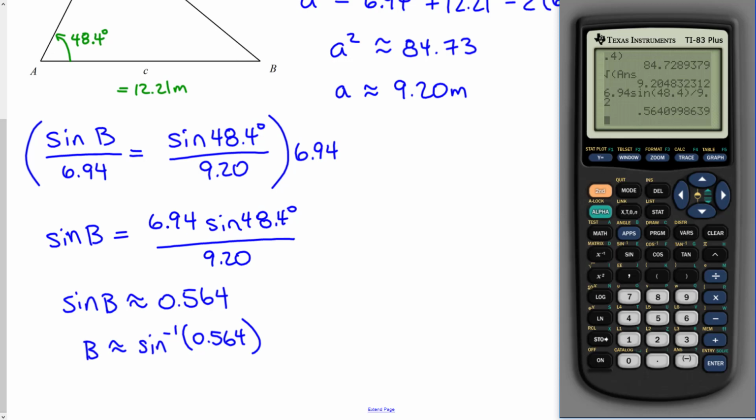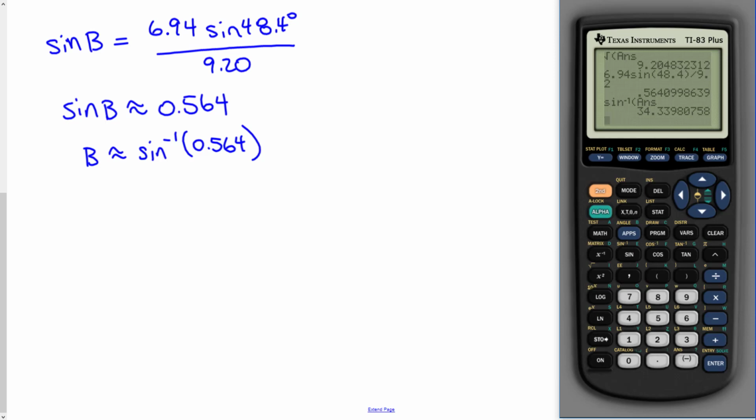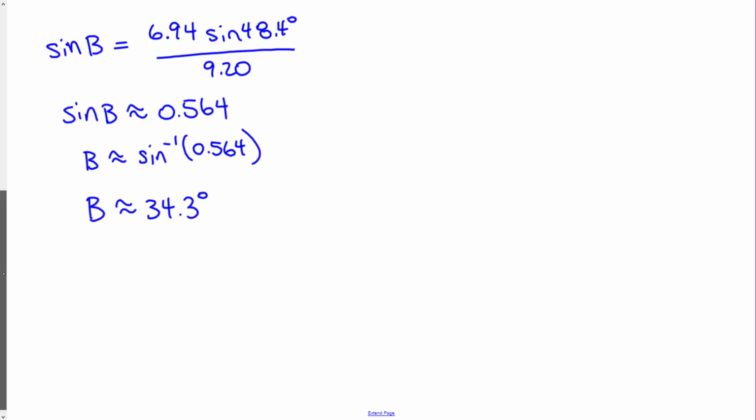Okay, so I want to take second and sine, which gives me the arc sine function, and then second and answer, and that way I don't have to type in all those decimals to make sure I get the most accurate result. So 34.3 degrees is what we'll go with, because that original angle was to the first decimal, so I'll solve all the remaining angles to the first decimal as well.